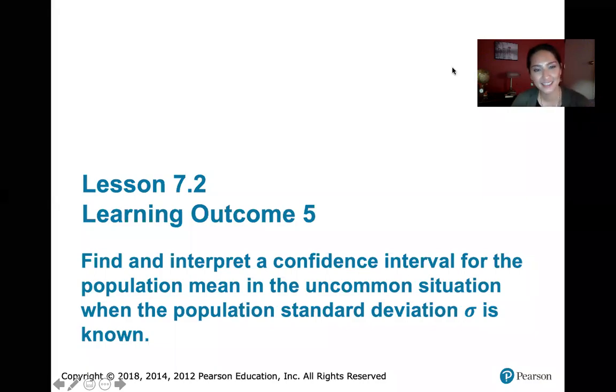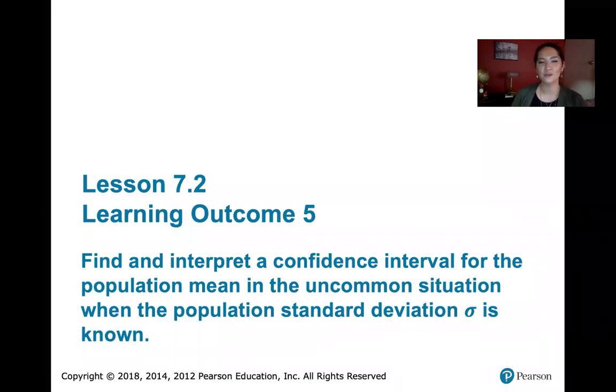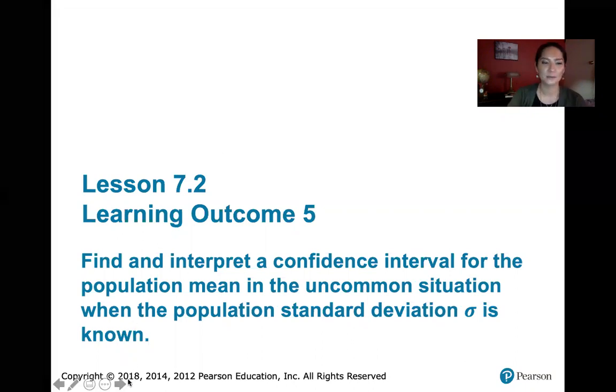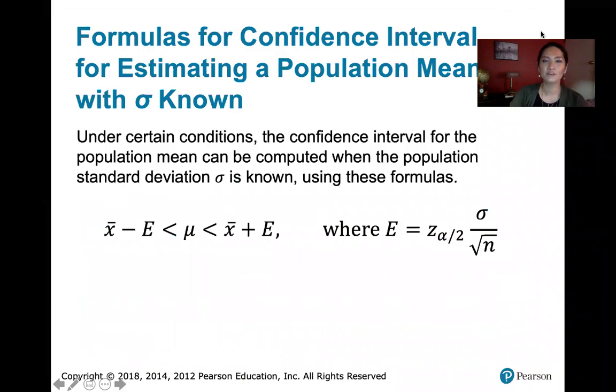In this video, we discuss learning outcome number 5 of lesson 7.2, which is about finding and interpreting a confidence interval for the population mean in the uncommon situation when the population standard deviation sigma is known. So here are our formulas.